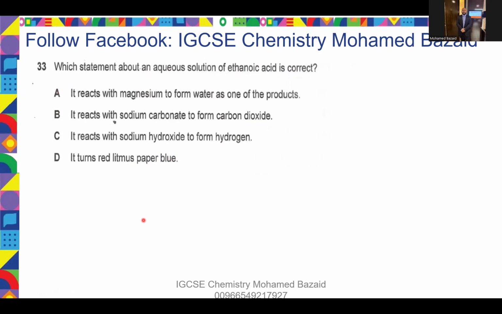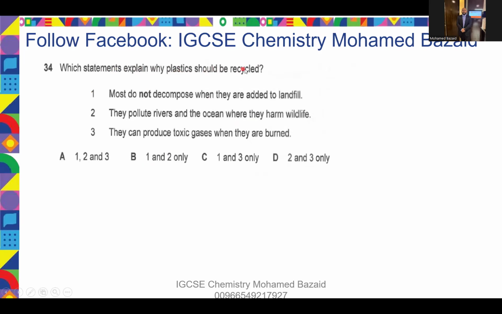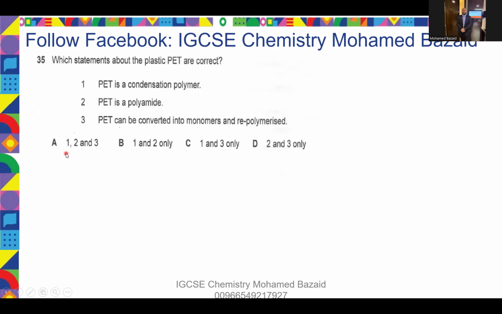Next question. Which statement explains why plastic should be recycled? If you read number 1, most do not decompose when they are added to landfill. Yes, most plastics are non-biodegradable. They pollute rivers and the ocean where they harm wildlife. Yes. They can produce toxic gases when they are burned. Yes. So 1, 2, and 3, letter A. Letter A is correct.